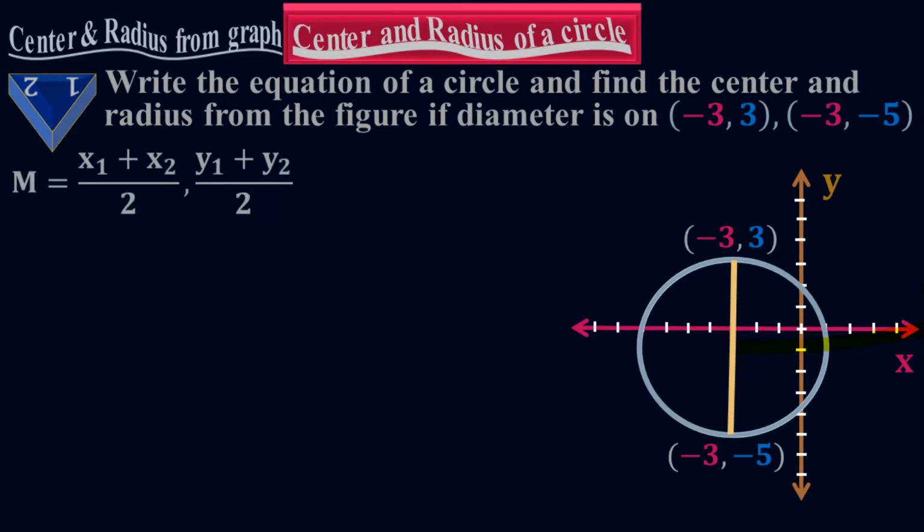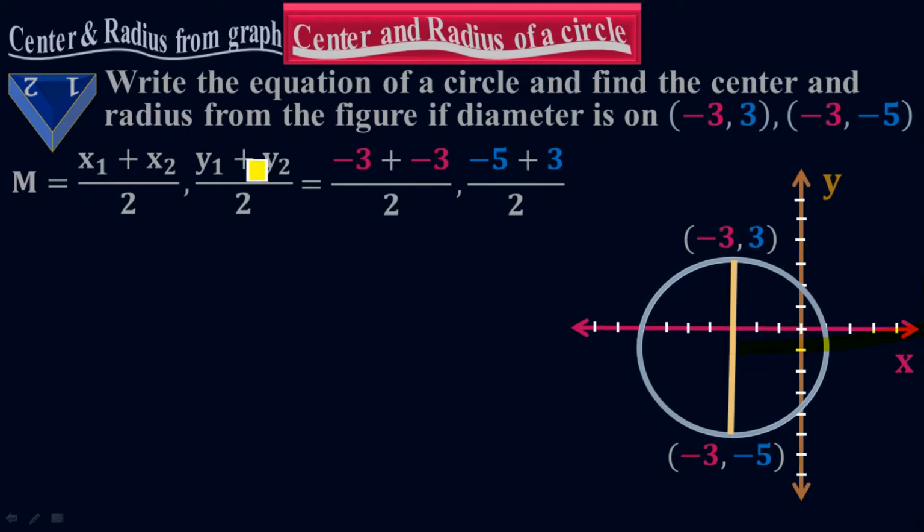The midpoint formula is M equals (x sub 1 plus x sub 2) over 2, comma, (y sub 1 plus y sub 2) over 2. We're going to find the midpoint of the diameter. Just plug in the values of x sub 1, x sub 2, y sub 1 and y sub 2 to have (-3 plus -3) over 2, comma, (-5 plus 3) over 2.